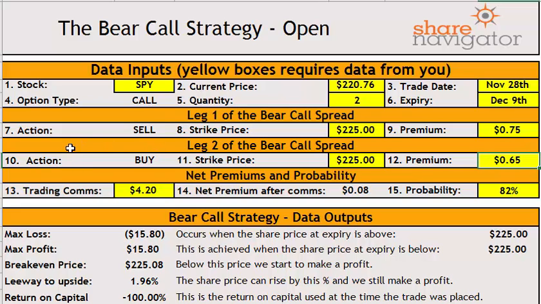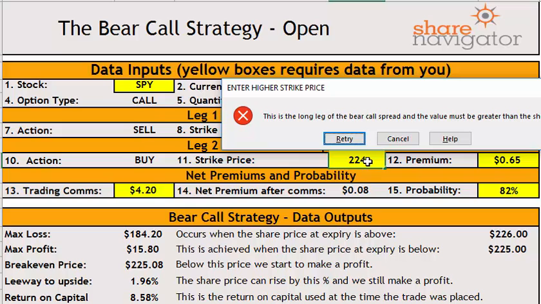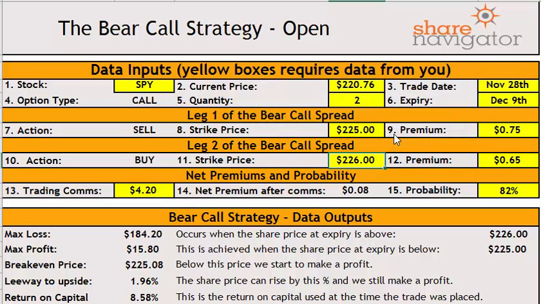Then the second leg of the trade is where we're buying another call option for the exact same expiry at a strike price which is above the short call strike price. So we might put in 226 here, for example. And in this case, we're paying out 65 cents. Now, watch out: if we try to put in a strike price for the long call side of the trade that's lower than the short call, you can see here you won't be able to do it. That's because with the bear call spread, the strike price for the long call must always be higher than the short call strike price.